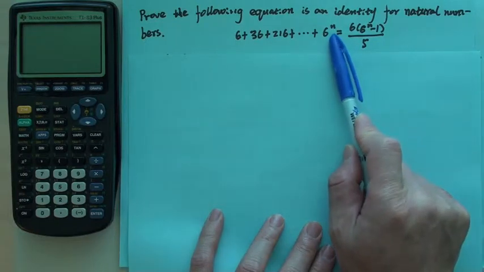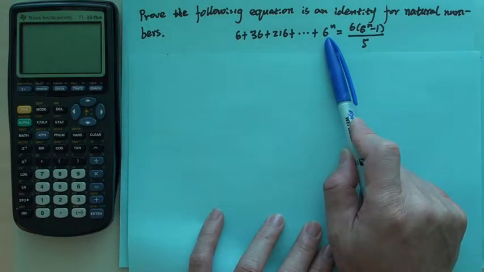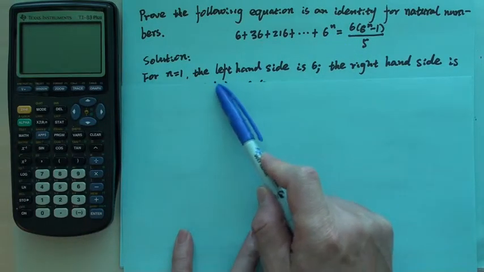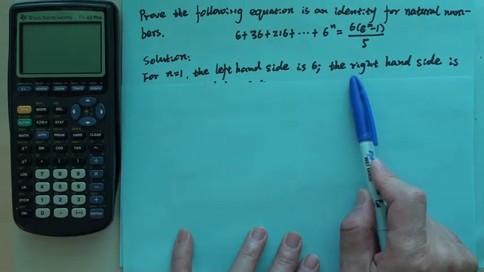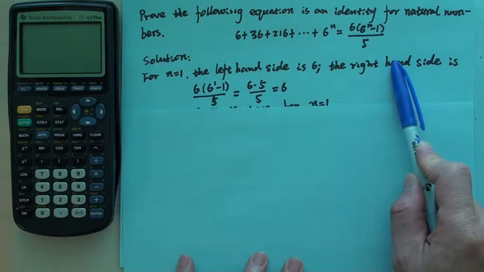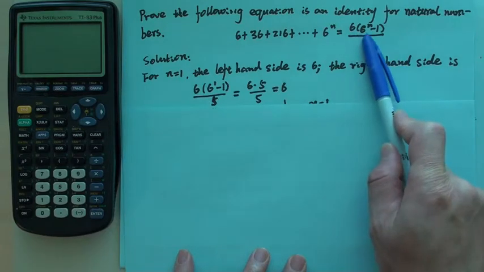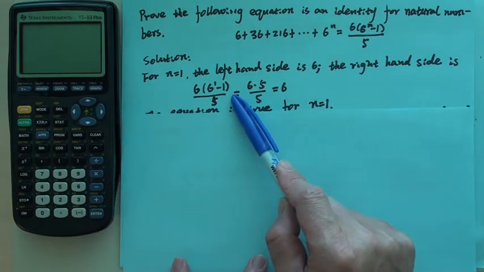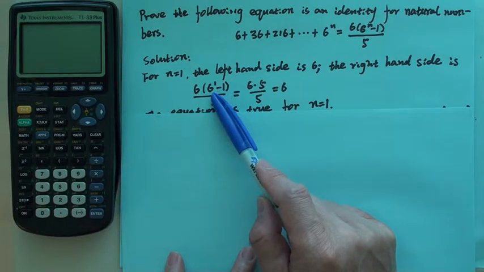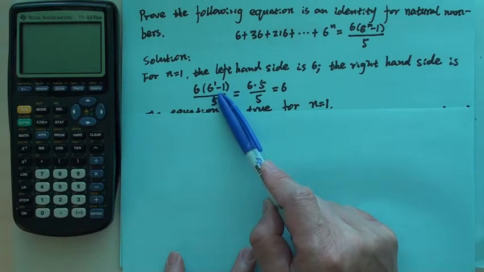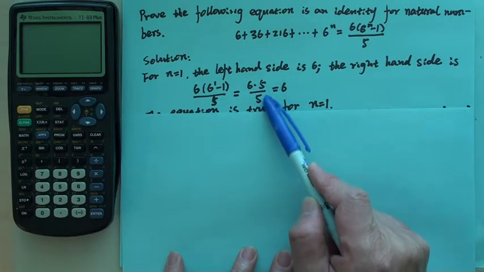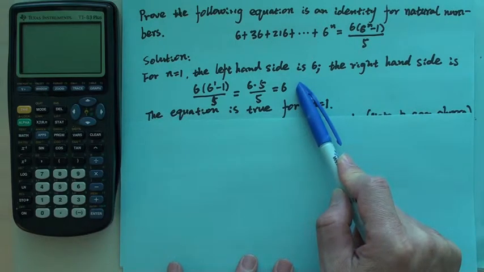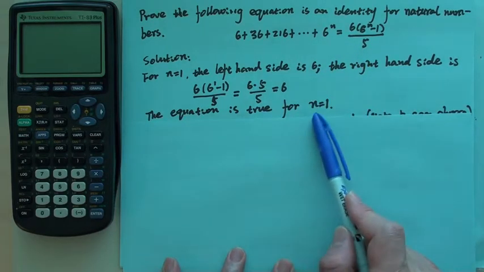Now, we know n equals 1 is basically 6 to the first on the left-hand side. So n is 1, the left-hand side is 6. Right-hand side is what? It is 6 times quantity 6 to the first minus 1, divided by 5. 6 to the first is just 6. 6 minus 1 is 5. 5s cancel each other, so the answer is 6. So it appears that the above equation is true for n equals 1.